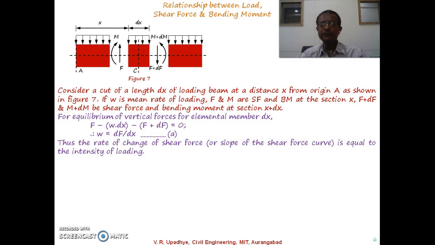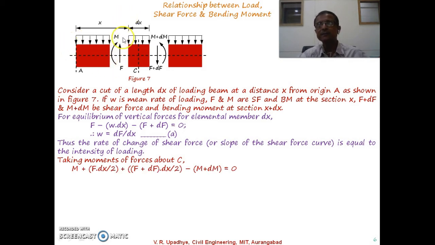Now with this, if we go further, taking moment of forces about C, where C is at the center of this dx, then this part becomes dx divided by 2 and this part becomes dx divided by 2. If we now take moment of all the forces about point C, we have the moment M at the earlier section, so that itself is a moment, no need to multiply it with distance, and the shear force F is there. Moment due to shear force will be F into dx divided by 2, since C is at the center. And due to W, if we convert it into a point load, that will act through C itself, so its moment will be 0 and it is not considered.